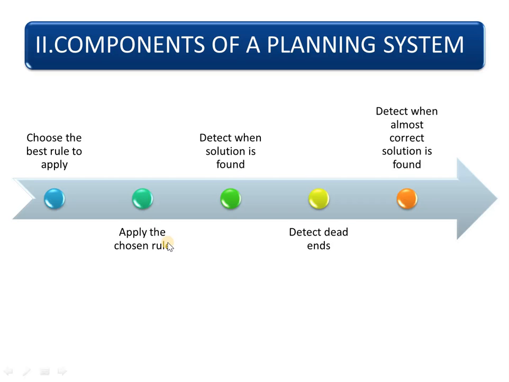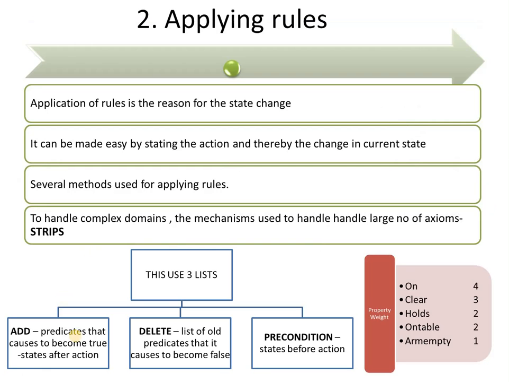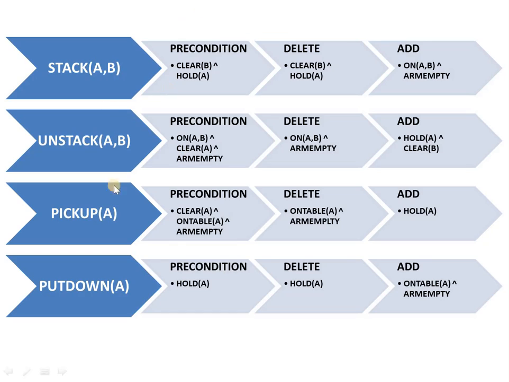We are going to apply it, and this application is explained here by using a STRIPS mechanism, that is including three different types of lists. One is add, delete, and prerequisites or preconditions. So there are three lists used for that, and I'll explain that with the example of a block world puzzle. So here we have three different lists using the STRIPS mechanism, that is add, delete and precondition for applying the rules, and I'll explain it with respect to the concept of block world puzzle.